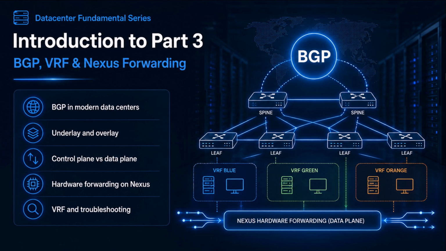We are going to look at BGP, how it is used in modern data centers, how underlay and overlay networks work together, how the control plane and data plane have different jobs, and how Nexus switches actually forward traffic in hardware. We will also look at VRF, verification commands, and a simple troubleshooting method. The goal is to connect all the routing concepts we have learned so far into one complete data center picture.